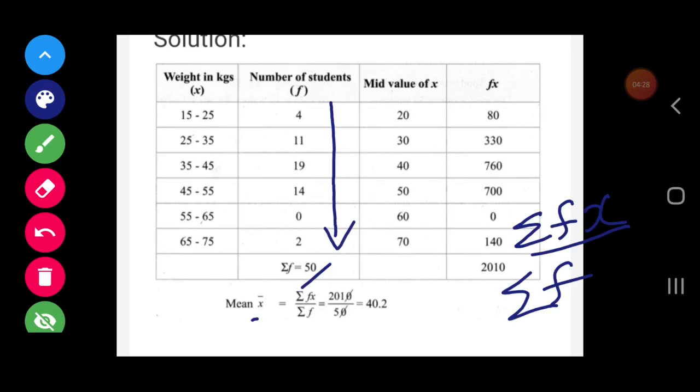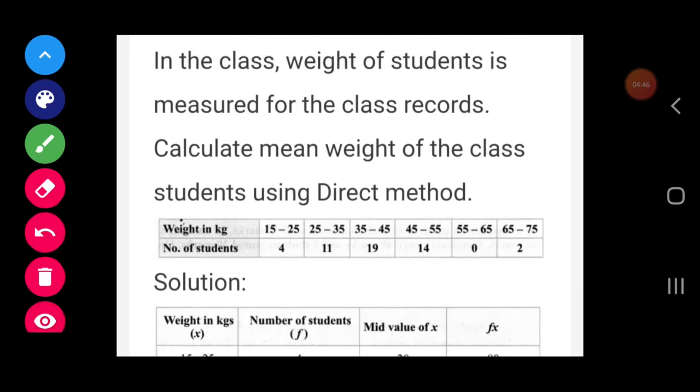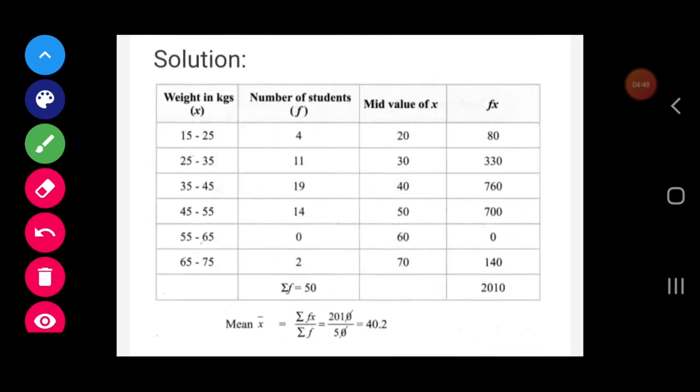We have to add the number of students. So 4 plus 11 plus 19 plus 14 plus 0 plus 2 is 50. So here the summation of fx by summation of f, 50, which is equal to 40.2. This is the mean weight of the given student record. Okay.